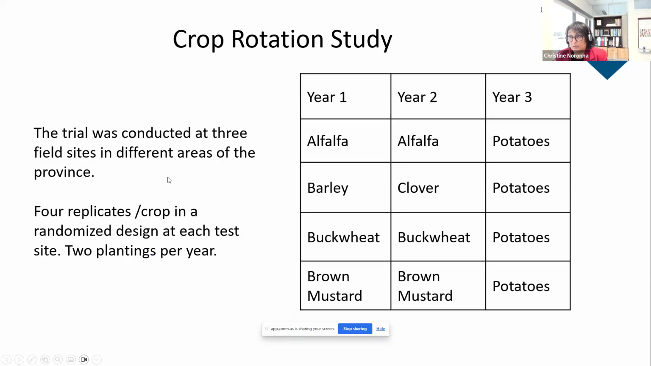So what we did was we did this trial in 3 different fields in different areas of the province. Each field had all 4 crops, and there were 4 replicates of each of the crops. The replicates were 1 acre in size, each for each of these crops. And it was in a randomized design. So in year 1, we had all 4 crops in each field. Year 2 again, and then in year 3, we grew potatoes.